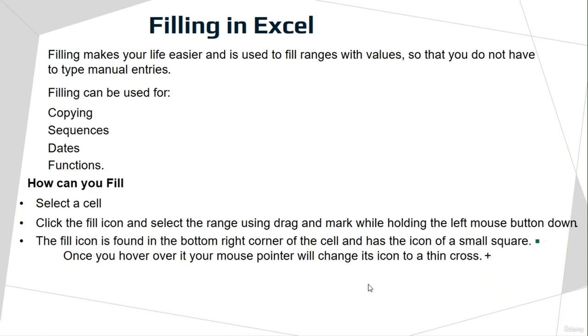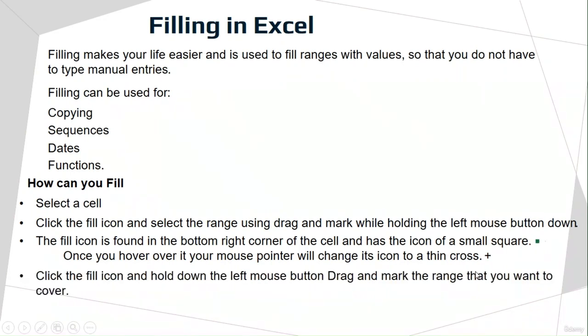The fill icon is found at the bottom right corner of the cell and has the icon of a small square, just like this. Once you hover around it, your mouse pointer will change to a thin cross, which is something like this. Click on the fill icon and hold down the left mouse button. Drag and mark the range that you want to cover. This might sound a bit difficult, but let's take a look at it.